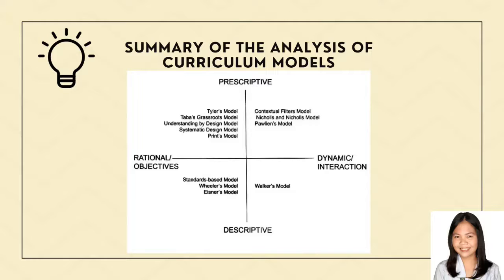And next one is Walker's model. It is also dynamic, yet it is descriptive. On the other hand, standards-based model, Wheeler's model, Sneer model are both rational and descriptive. So, by simply looking at this figure, you will be able to identify which models are highly prescriptive, rational, or if it is highly dynamic, or if it is descriptive.